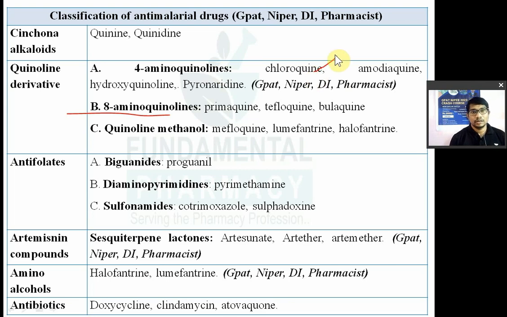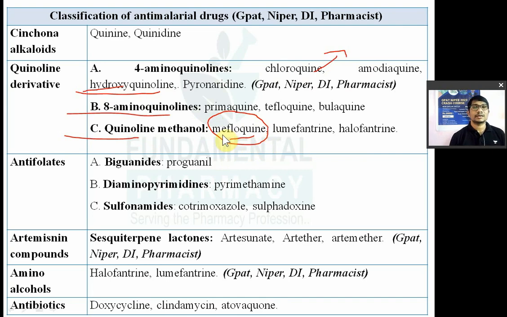Chloroquine is the drug of choice for malaria in pregnancy. Hydroxychloroquine is also used in the prophylaxis of malaria as well as prophylaxis of SARS-CoV-2, the coronavirus. Quinoline methanol: in that you have mefloquine, lumefantrine, and halofantrine. So mefloquine is a drug used in chloroquine-resistant, multi-drug resistant malaria.